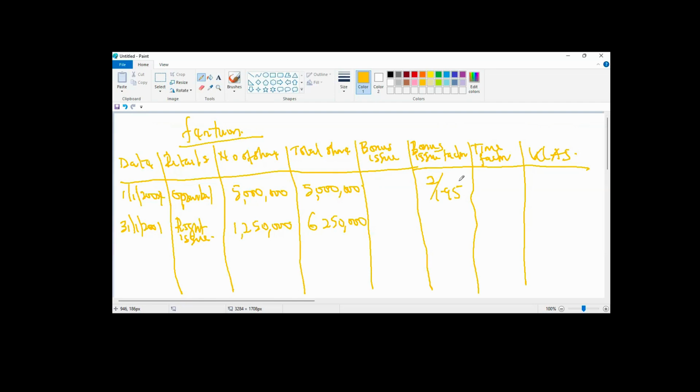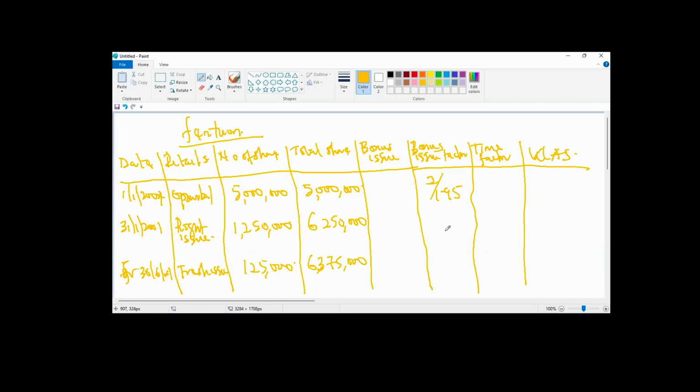The company made a fresh issue at the full market price of 125,000 shares, on the 30th of June 2001. So 125,000 plus 6,250,000. What does it give us? 6,375,000.